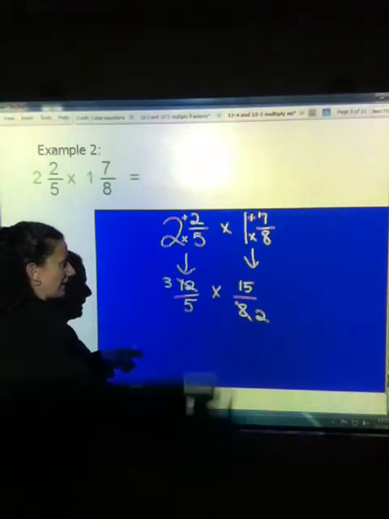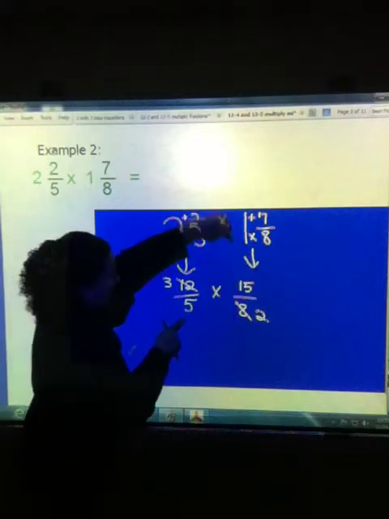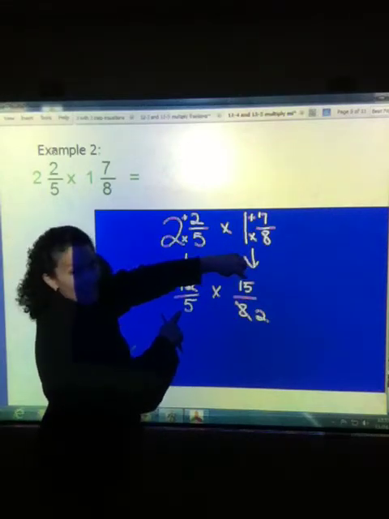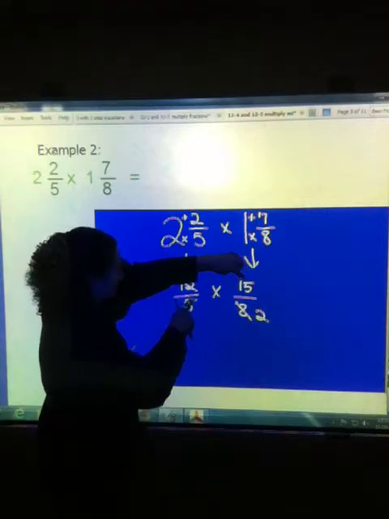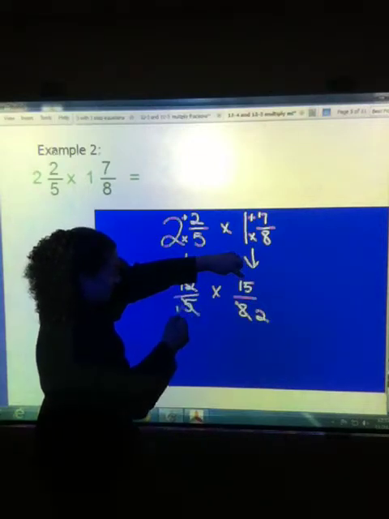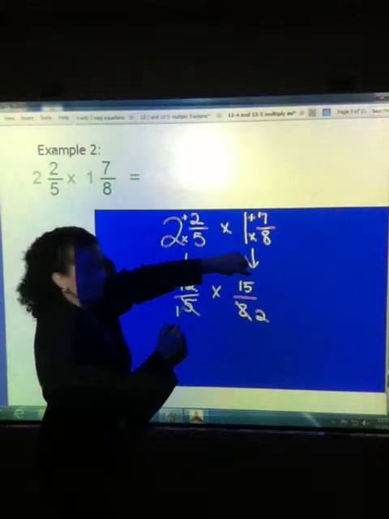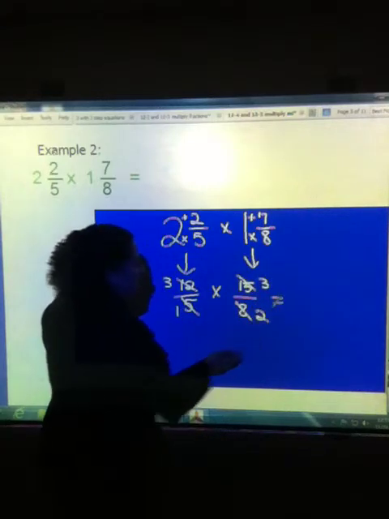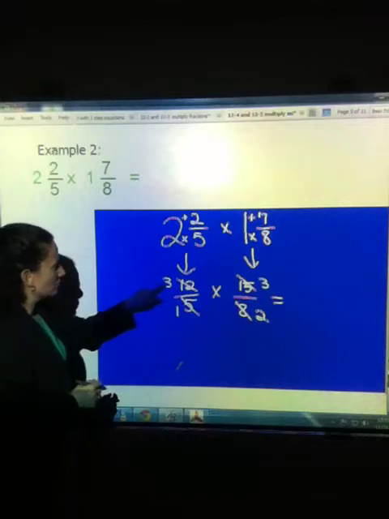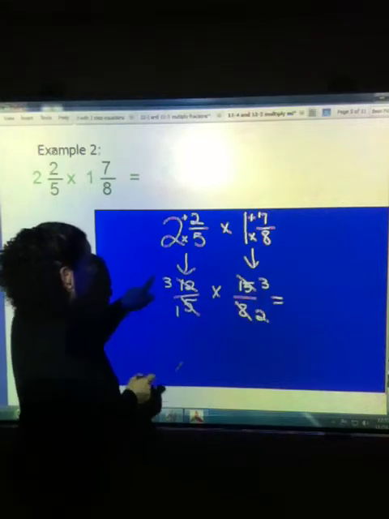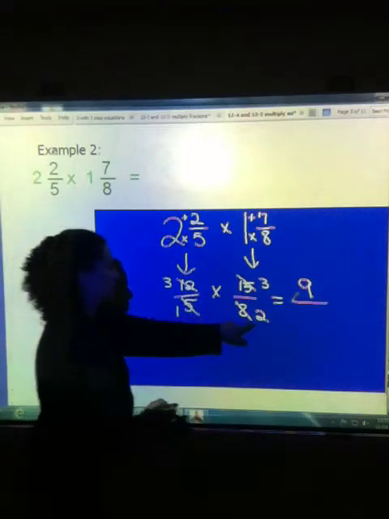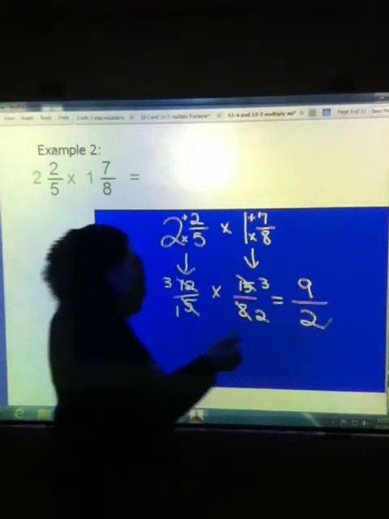Now I'm going to do that again. Across the other diagonal, 5 and 15 are both divisible by 5. So 5 divided by 5 is 1, and 15 divided by 5 is 3. Now I'm ready to multiply numerator by numerator. 3 times 3 is 9, and 1 times 2 is 2.